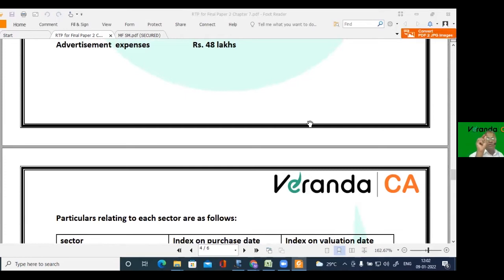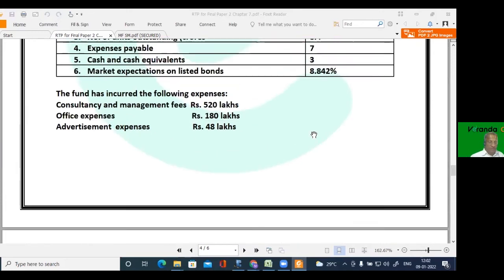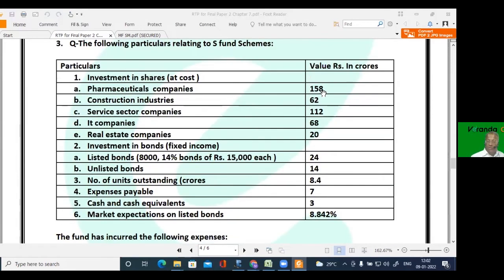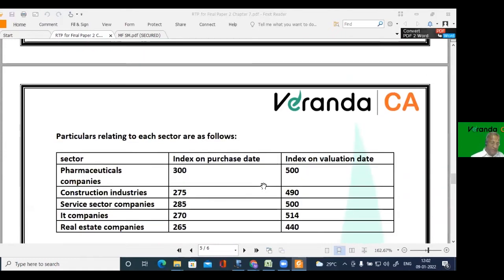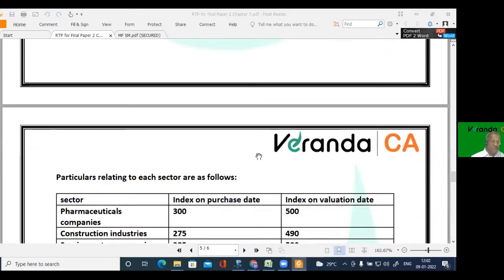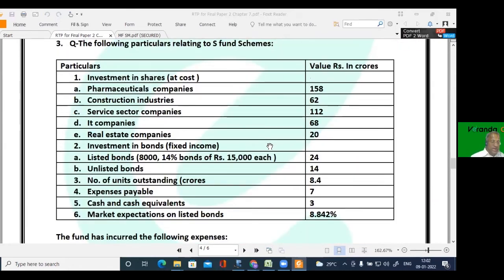So that particular cost multiplied by the index on the day of valuation, divided by the index prevailing on the date of purchase. That should enable you to find out what is the increased value. And this way, for all the 5 industries, based on the indices that they have given, we should be in a position to arrive at the value. Okay. Regarding bonds and all that, they would have given some information.